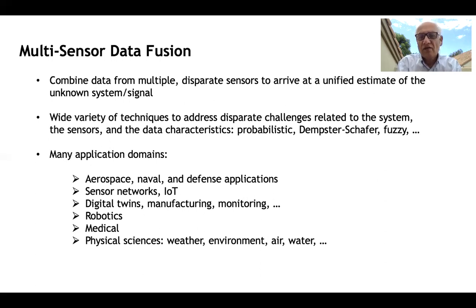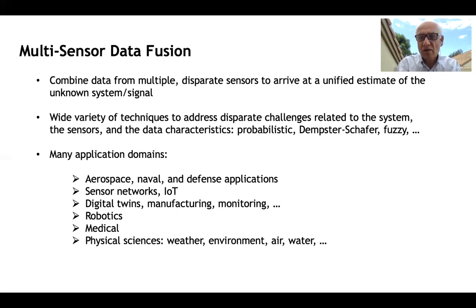Because it's a fairly general idea, there is a wide variety of techniques to address disparate challenges related to the system, to the sensors, and the data characteristics, because the data can have different kinds of granularity, accuracy, and so forth. And these techniques, you can sort of think of them as probabilistic. Dempster-Shafer theory has been proposed for multi-sensor data fusion. Fuzzy sets, random sets, all sorts of techniques have been proposed depending on the nature of the system and the nature of the data and the nature of the sensors.